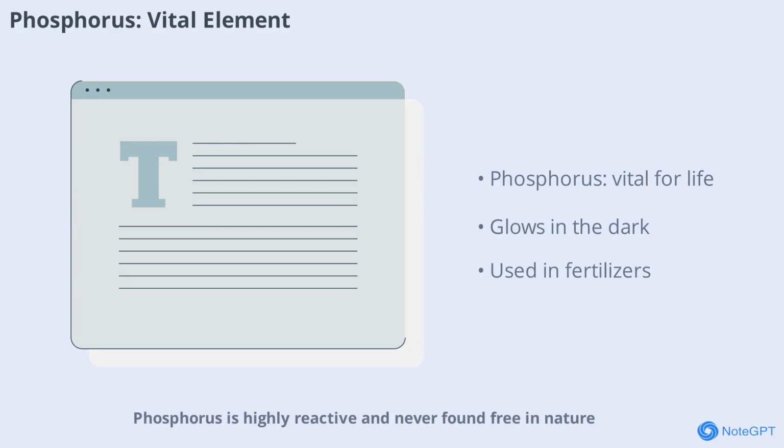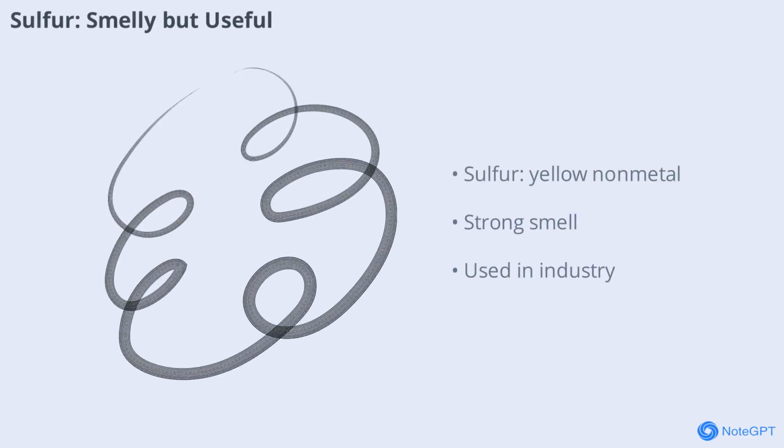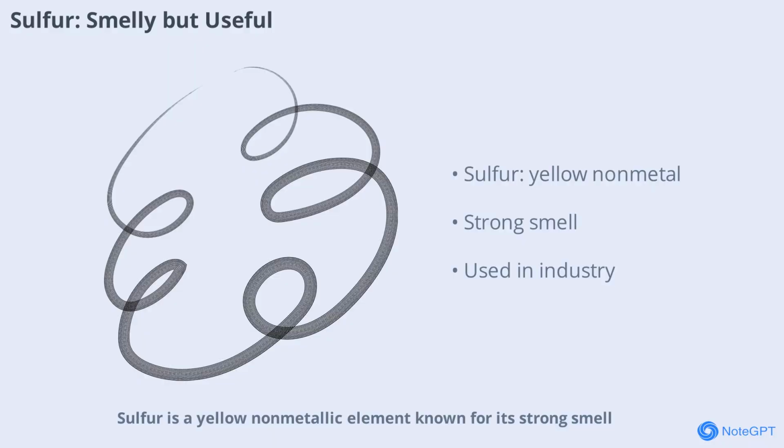Phosphorus is highly reactive and never found free in nature. Its compounds are vital for energy transfer in cells. Sulfur is a yellow, nonmetallic element known for its strong smell. It's used in fertilizers, gunpowder, and medicines. Sulfur is essential for life and is found in proteins. Its unique properties make it important in industry and biology.